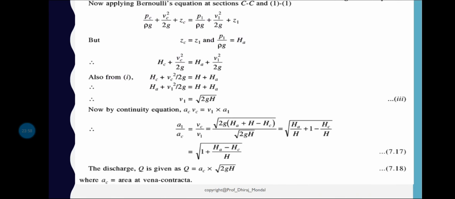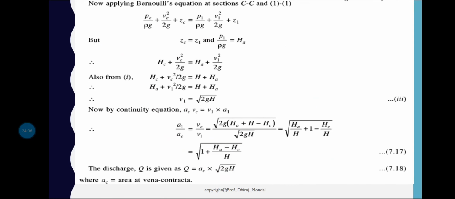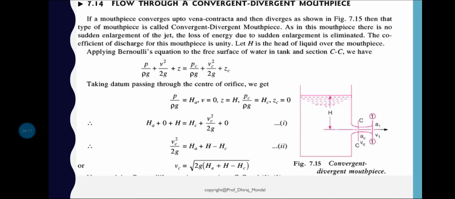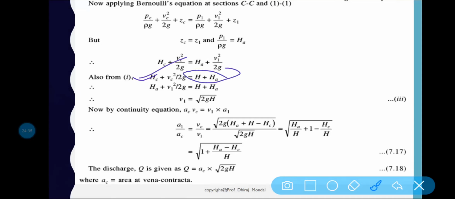Now from equation 1, here you can see this is your equation, and this is also an equation. So from this equation we can write HC plus VC square by 2G is equal to H plus HA, because from equation 1, H plus HA is equal to HC plus VC square by 2G. Can I write this? So H plus HA is equal to HC plus VC square by 2G. So that I have written here, HC plus VC square by 2G is equal to H plus HA.